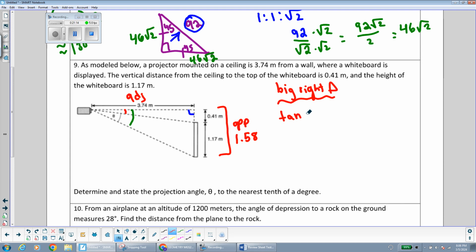tangent of, and I should just probably switch the colors here so that it matches up to what we're finding. I'll use red for the big angle, then I'll use green later on for the small angle, and I'll just call that x. So we have a variable is equal to opposite over adjacent. And then we're finding an angle, so we're going to use inverse.